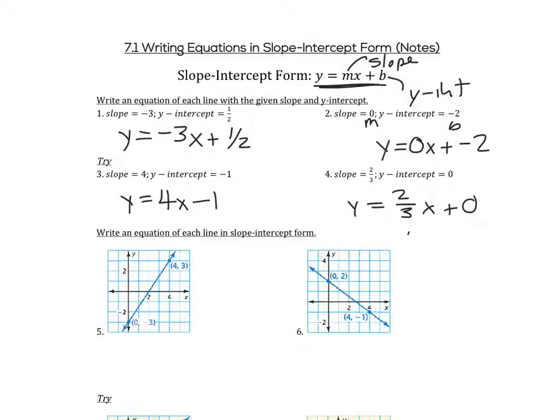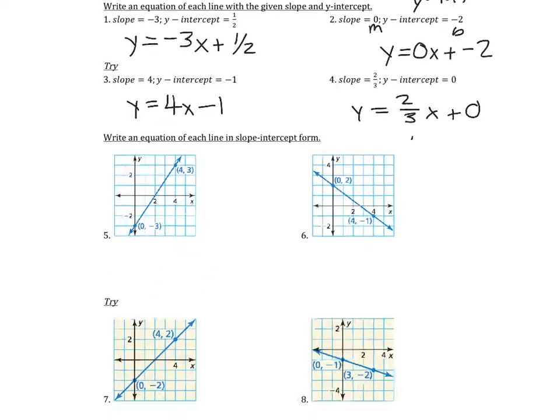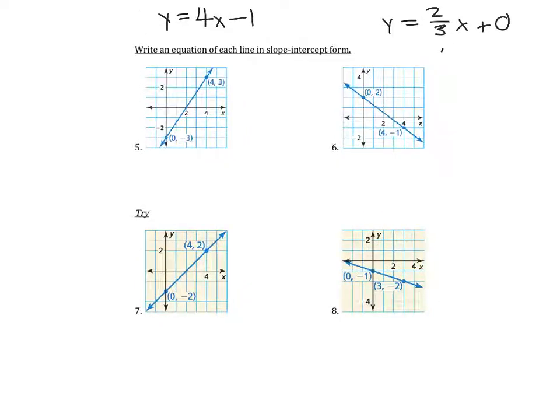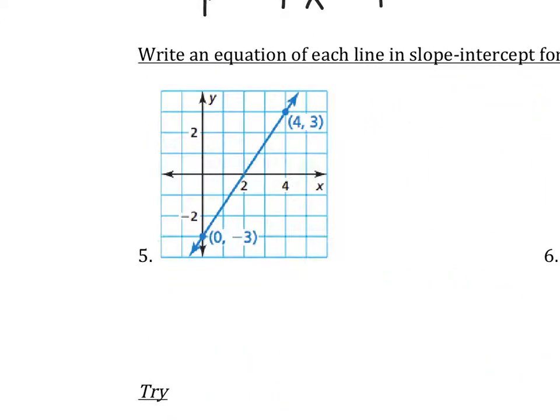All right, so there's 3 and 4, okay? So let's go ahead and look at 5 and 6 now, writing in slope-intercept form from the graphs. So I need the same information that I needed up above. I just have to pull it from the graph rather than it just giving it to me, okay? So when I'm finding slope, remember I'm counting rise over run. So remember m equals rise over run.